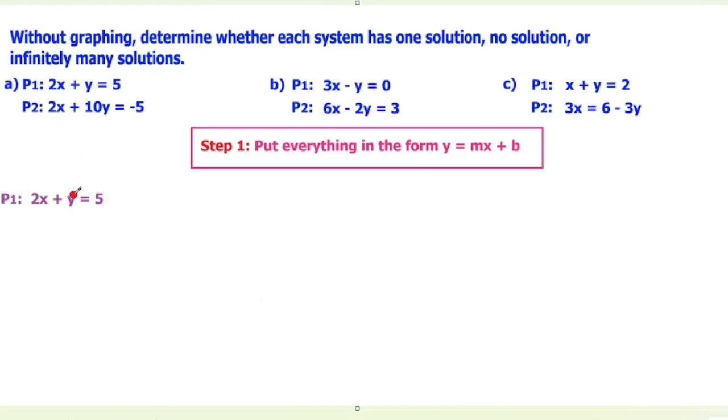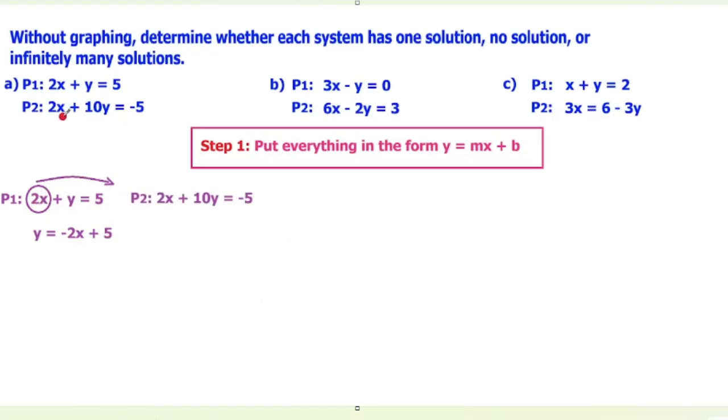So let's start with P1, 2x plus y equals 5 in part A. To get it into the form y equals mx plus b, let's move this over. When we do that, it looks like this: y equals negative 2x plus 5. Remember, when you move it over, it changes sign.